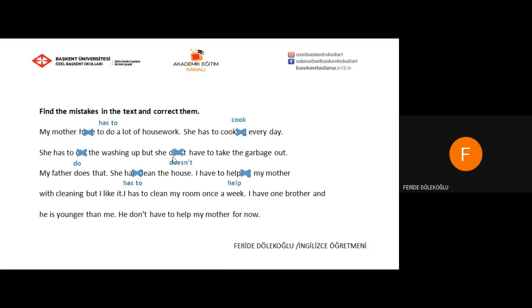I has to clean my room once a week. As you know, with I and you, we use have to. I have one brother and he's younger than me. He don't have to help my mother for now. And this is the last mistake: in negative sentences with he, we need to use doesn't.